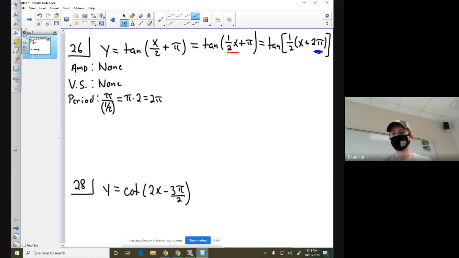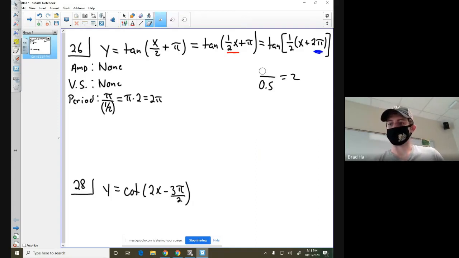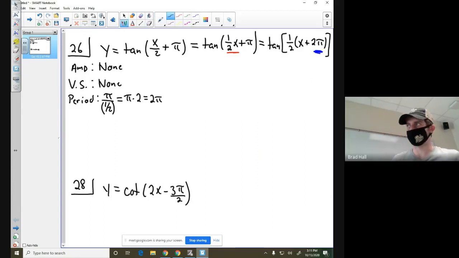Same exact logic, because we factored out, and that's just a coincidence, a 1/2, which meant we divided pi by 1/2. Or if it makes you feel any better, in your calculator you can do 1 divided by 0.5. You're not good with fractions. Now, how many times does a half go into 1? Twice. You want to think about it from a fundamental level. All right, so that's the period.